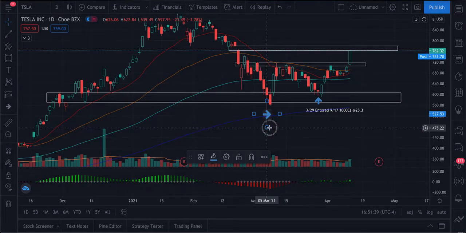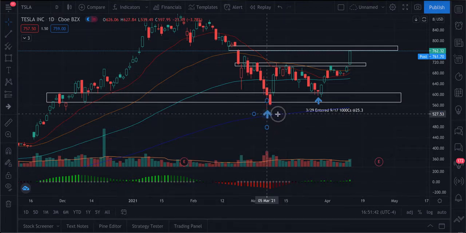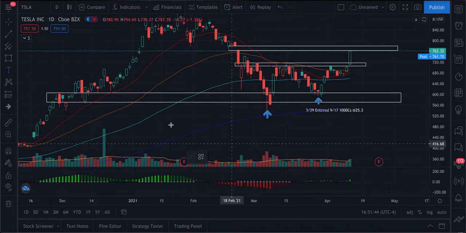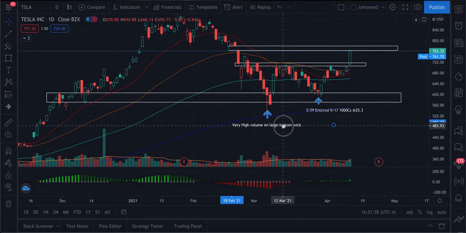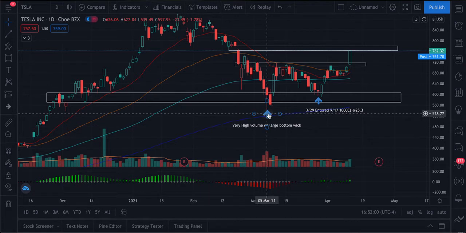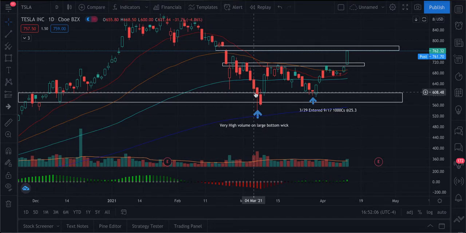We saw very high volume on a large bottom wick, right? So if we look at the candle, it was dipping, dipping, dipping, and then buyers came in and the price went right back up, right? So that tells me that there's definitely buyers that came in at this level. I did not enter long at this level though, right? So we saw that then this little top right here, it rejected it and it came right back down.